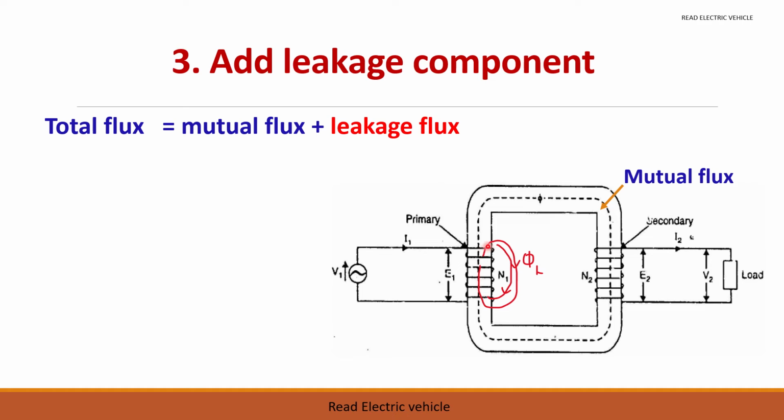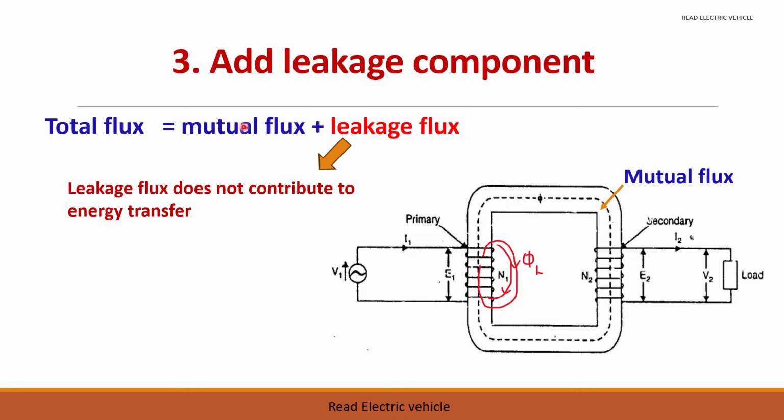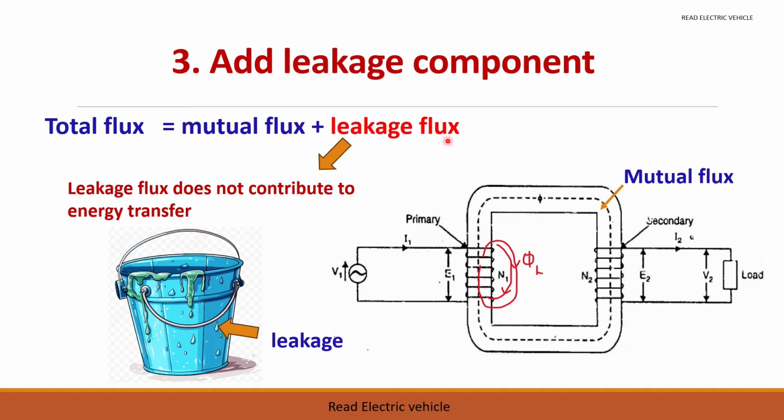This is a flux which will not link with the secondary. So it is produced by the primary MMF and it doesn't link with the secondary, which directly passes through the air. So it is called a leakage flux. This mutual flux leads to energy transfer while leakage flux will not contribute to any energy transfer, like water in a bucket. So the water inside the bucket only will help us to do some work, whereas whichever flux has leaked out is not going to help us. Same thing.